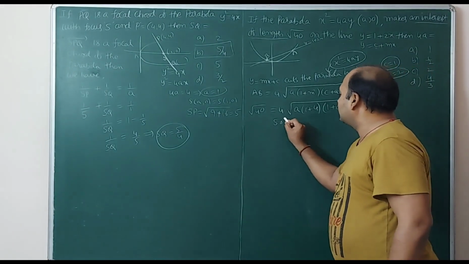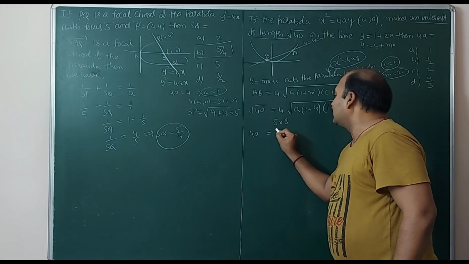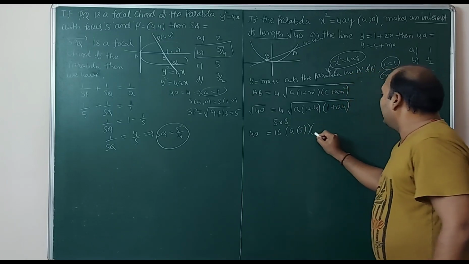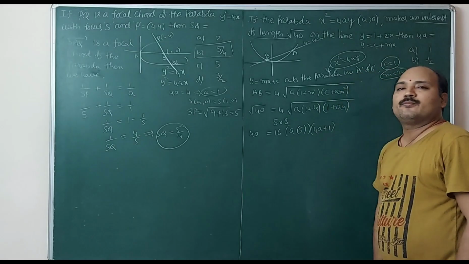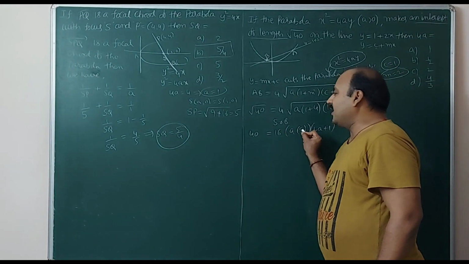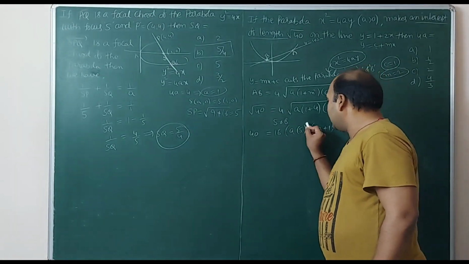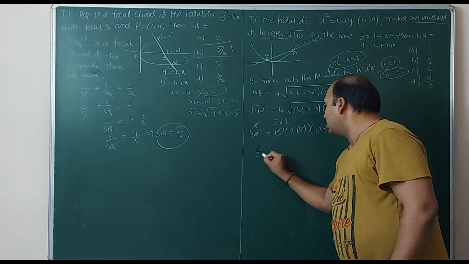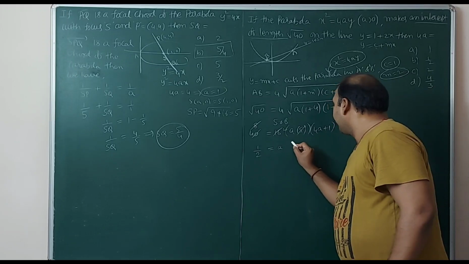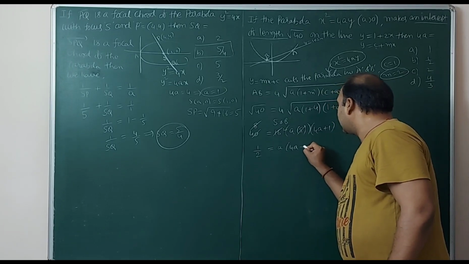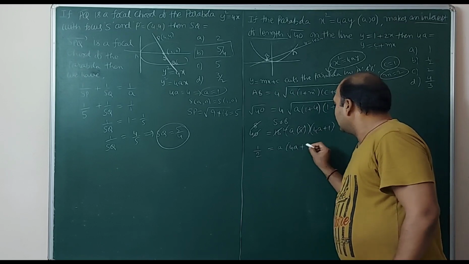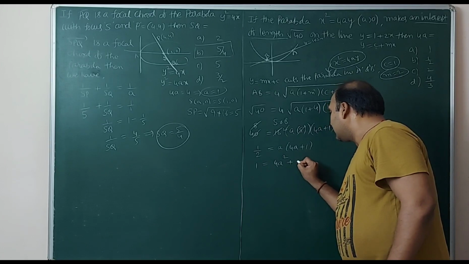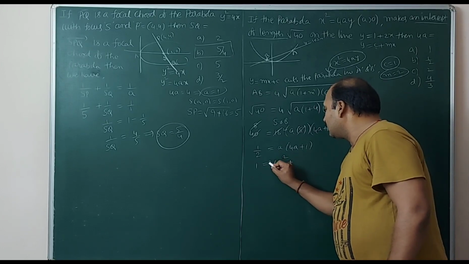Squaring on both sides, 40 is equal to 16 into a into (1 plus 4, that is 5) into (4a plus 1). So 16 fives are 80, no? So here 1 by 2 is equal to a into (4a plus 1). So even 2 also we can take this side: 4a square plus a. So 2 times of 4.